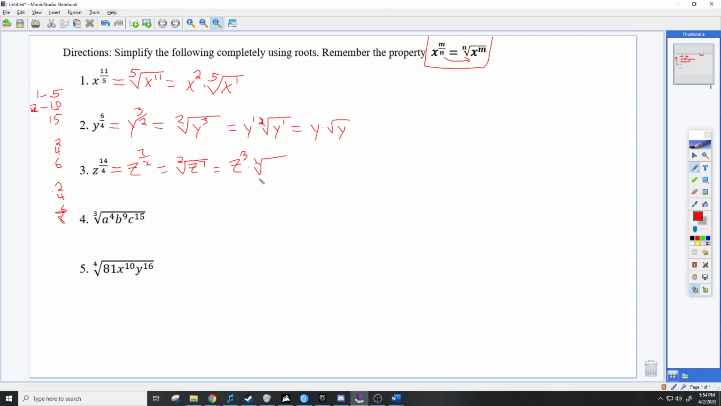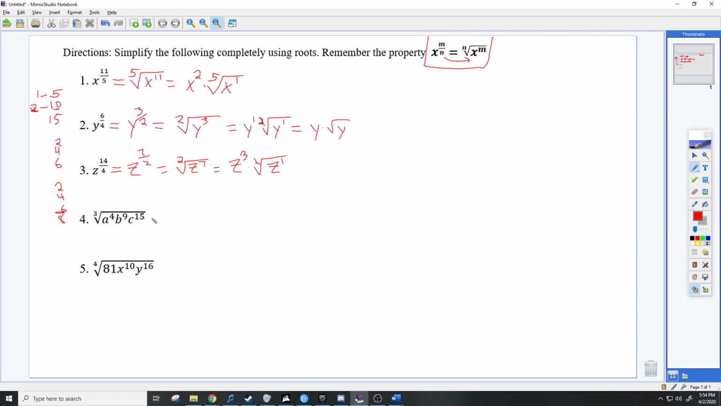How many are left? Well, 2 went in 6 times, and 6 of them came out. So that means there's only 1 left on the inside. Sometimes there can be more than 1, but so far we've only seen 1 left on the inside.